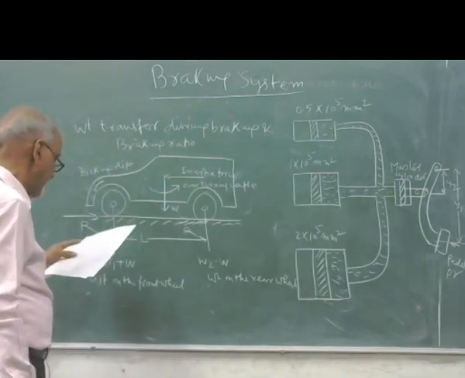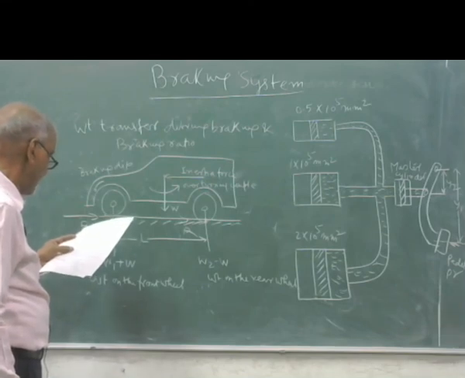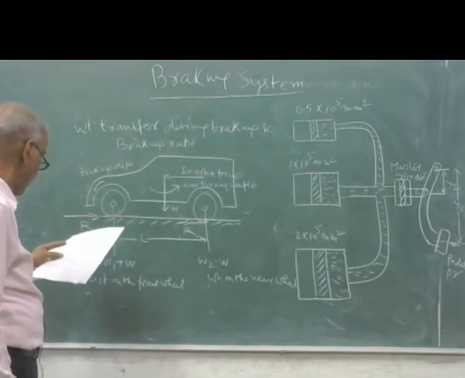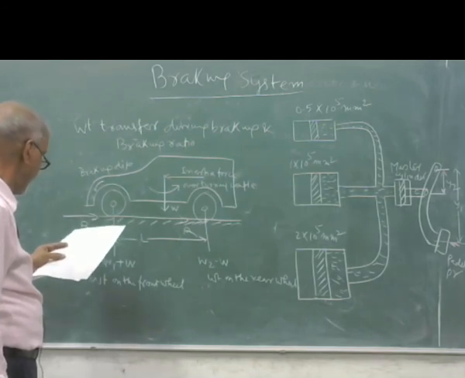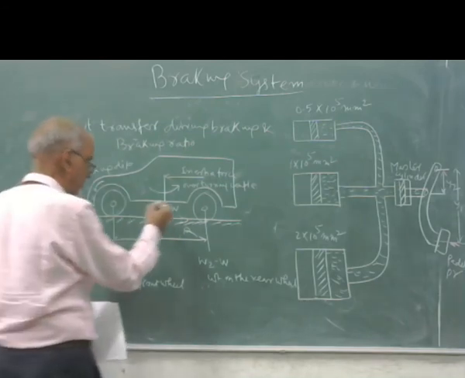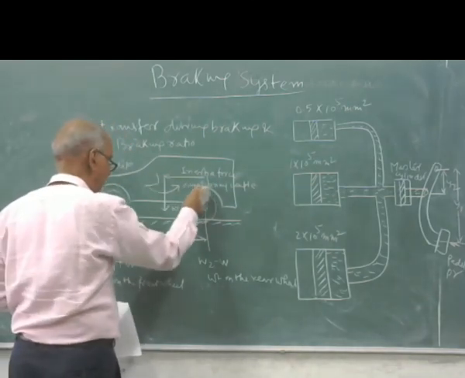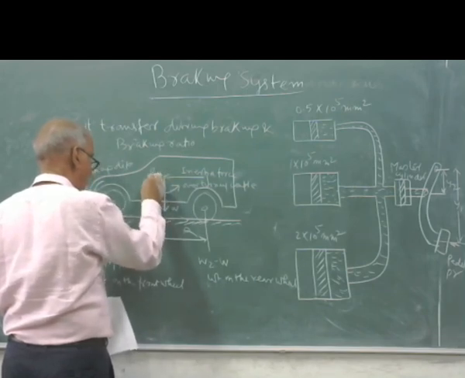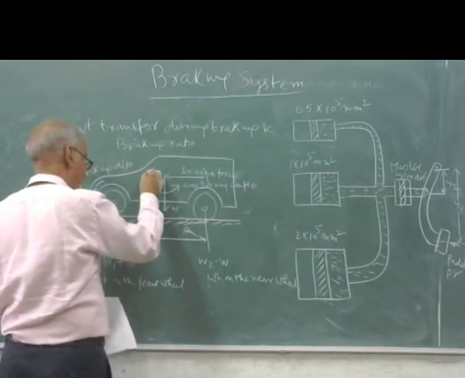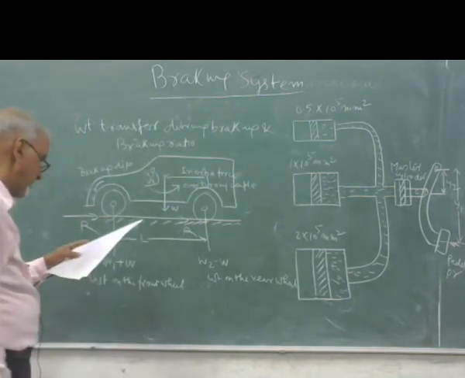This overturning tendency increases weight on the front wheel and decreases the weight on the rear wheel. The phenomenon is well displayed when sudden braking is applied. When you suddenly apply braking, the passengers who are sitting upright lean forward, right? When braking is applied suddenly, they lean forward.